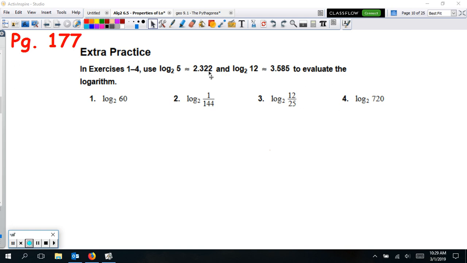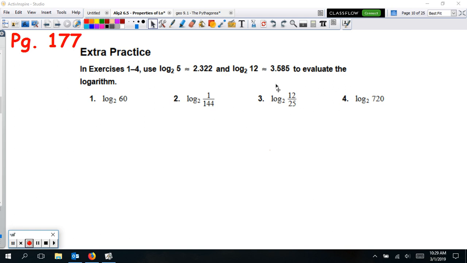Remember, on the calculator, right now we can only calculate the common log, that's log base 10, or the natural log, base e. These are log base 2s, so we're not going to be able to get these from the calculator by plugging them in. So they have to give us these calculations, and then we can calculate logarithms using them.